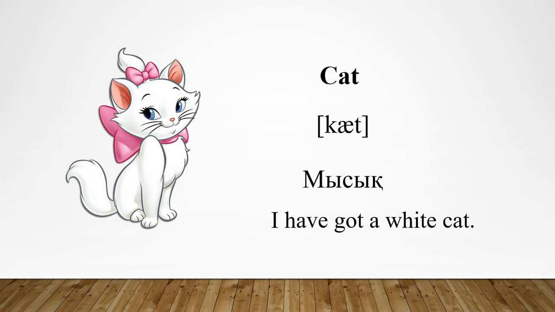What do you see? What is it? It is a cat. Repeat after me 3 times. Cat, cat, cat. For example, I have got a white cat. Cat мысық дегенді білдіреді.